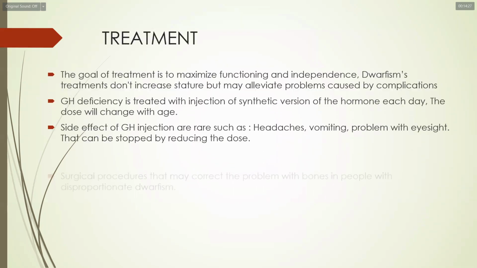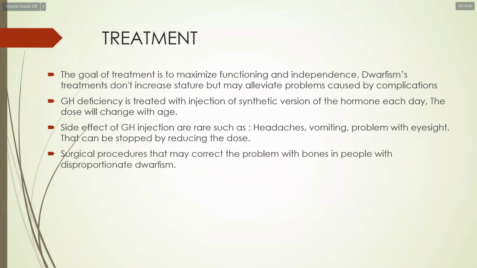Treatment. The goal of the treatment is to maximize function and independence. Dwarfism's treatments don't increase stature, but may alleviate problems caused by complications. Growth hormone deficiency is treated with injection of a synthetic version of the hormone each day. The dose will change with age. Side effects of growth hormone injections are rare, such as headache, vomiting, problems with eyesight, that can be stopped by reducing the dose. Surgical procedures may correct the problems with bones in people with disproportionate dwarfism. Next.